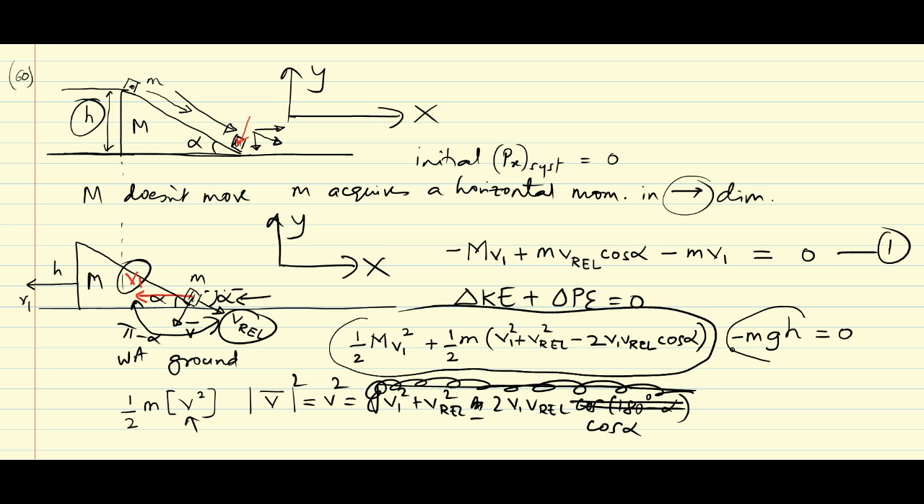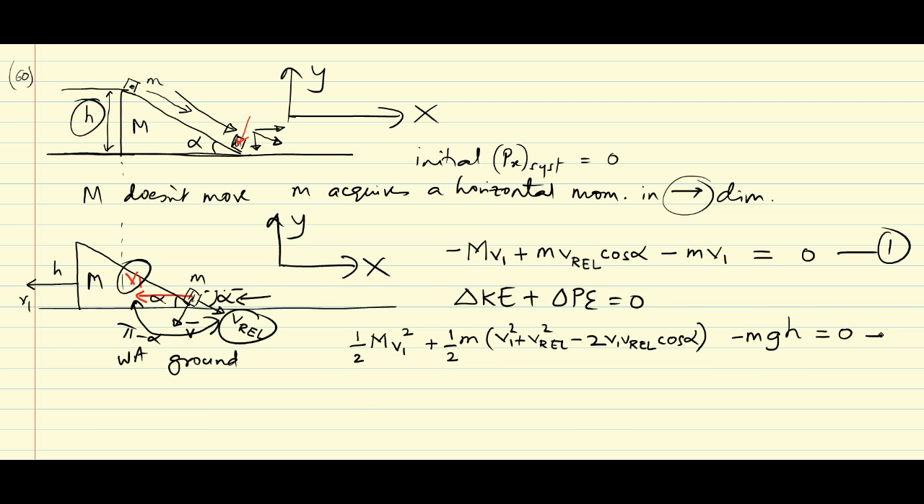this is delta Pe of the system, and their sum is equal to 0. So that's my second equation, and you can see I've got two equations in v1 and v relative. They are the only two unknowns, everything else is known, and we want to find v1.